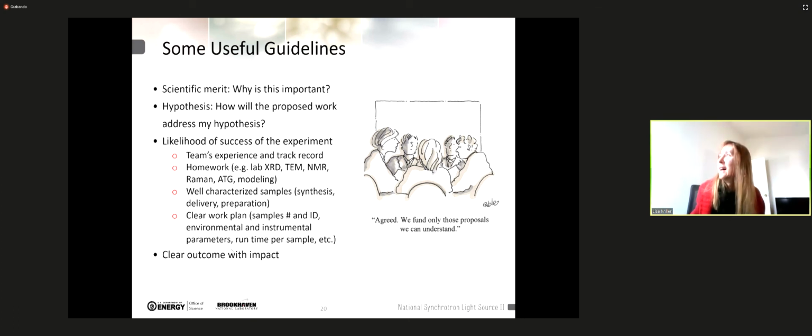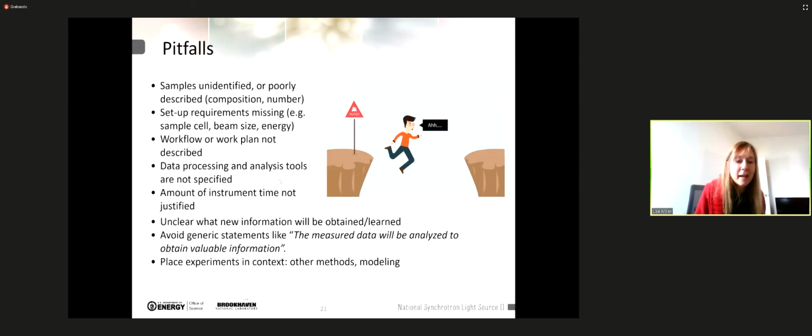All right, and I know this is a funny cartoon, but it's so very true when it comes to our reviewers, who have to review a real wide breadth of different scientific areas. We only fund those proposals we can understand. Just make it understandable. Don't make it so complicated that nobody knows what you're talking about. All right, and that leads into some pitfalls, things that we see often in reviewing proposals that aren't so great.